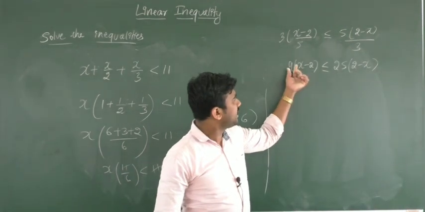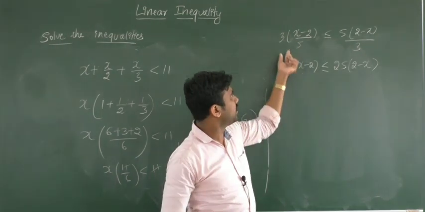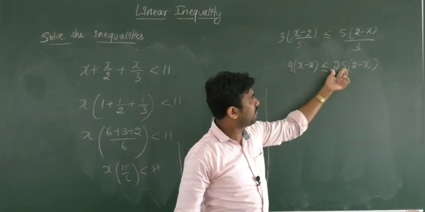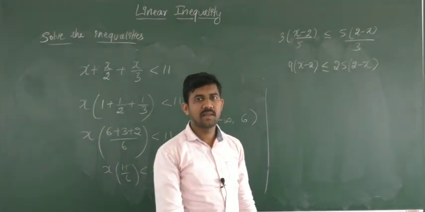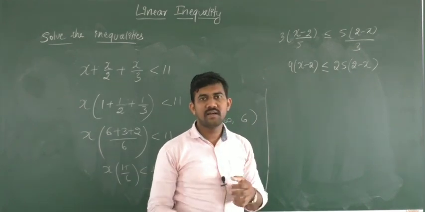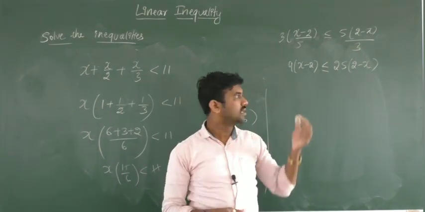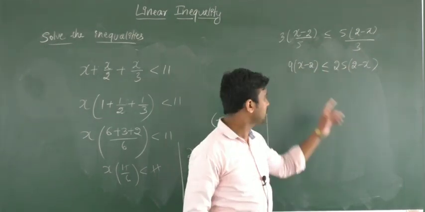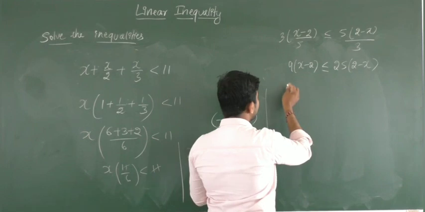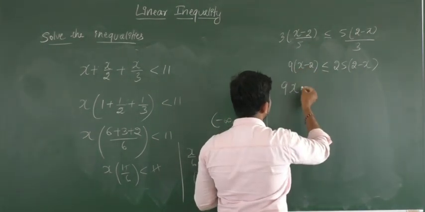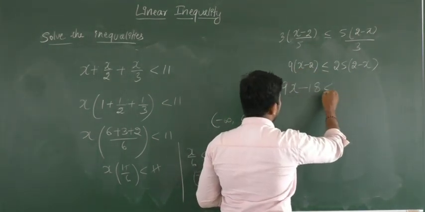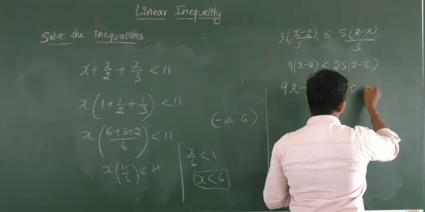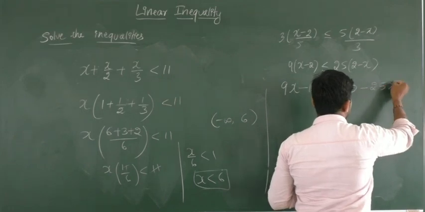3 into 3 is 9. 9 into x minus 2 less than or equal to 25 into 2 minus x. Now you have this in the form of the previous question, right? You have a product of numbers here also. So multiply those. What will we get? 9 into x, 9x, 9 into minus 2, minus 18 less than or equal to 25 into 2, 50, 25 into minus x, minus 25x.